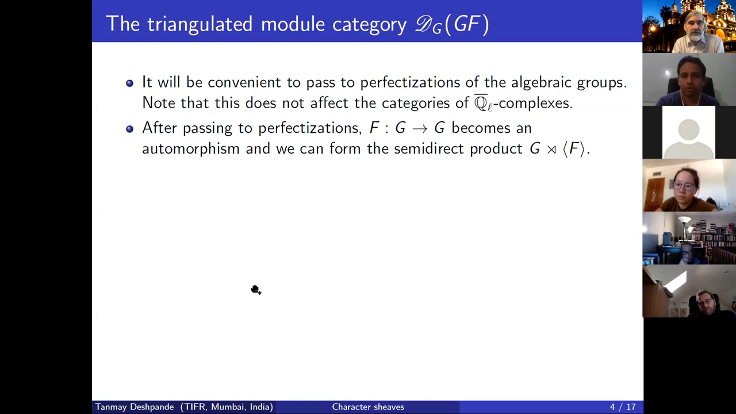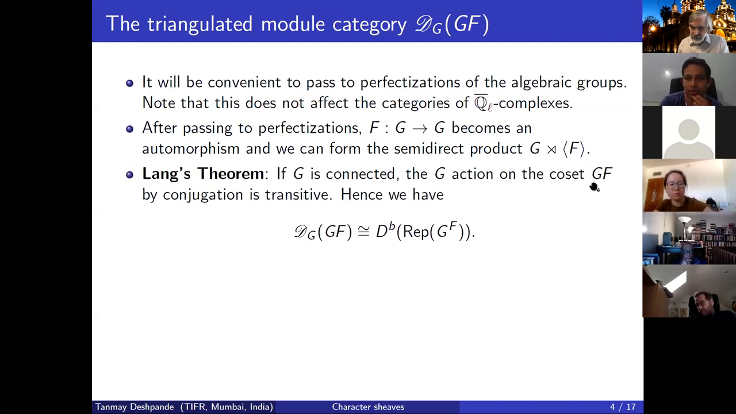After we pass to perfectization, Frobenius becomes an automorphism, and we can form this semi-direct product, G semi-direct product the infinite cyclic group generated by F. And inside this semi-direct product, let's look at this coset GF. And let's look at the conjugation action of G on GF. Now, if the group is connected, then Lang's theorem says that this action is transitive.